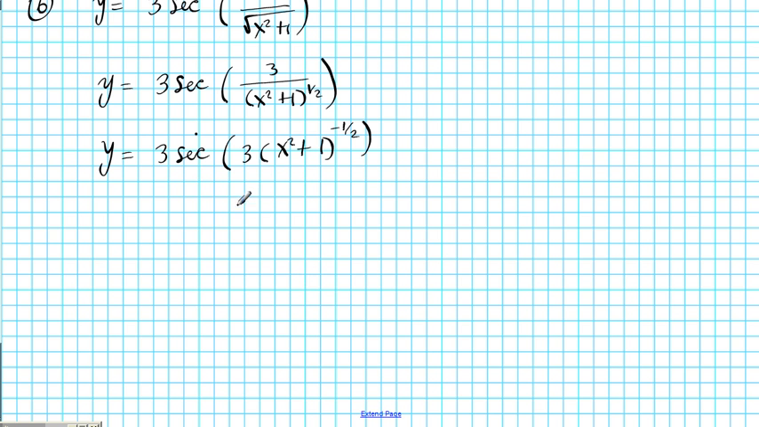which is much easier to differentiate, okay? So now, what's the derivative of secant? In this case, I want to blind myself to this function right here. So I'm going to be differentiating d/dx of secant u.